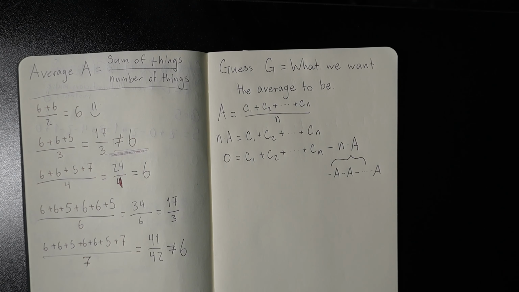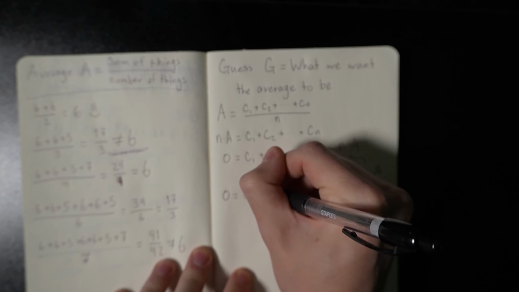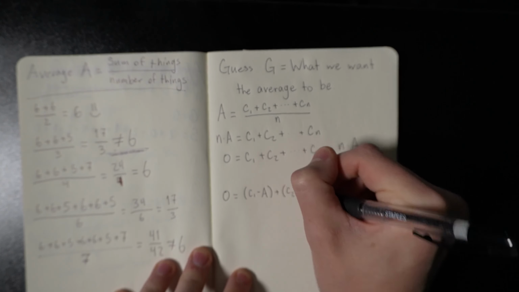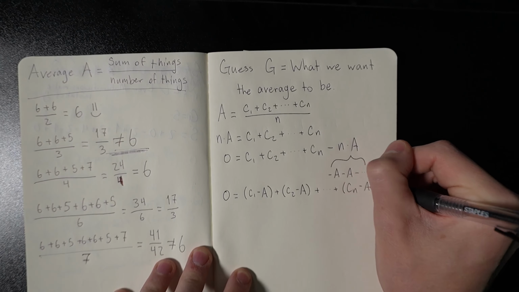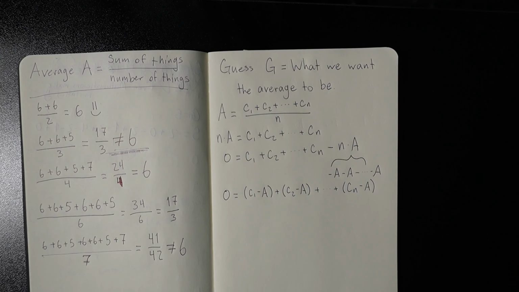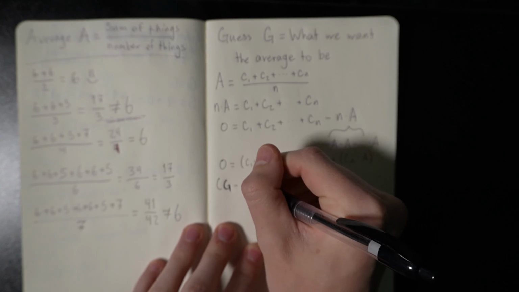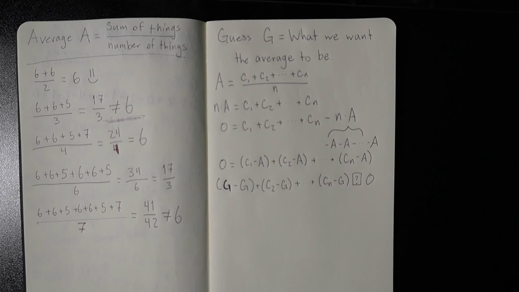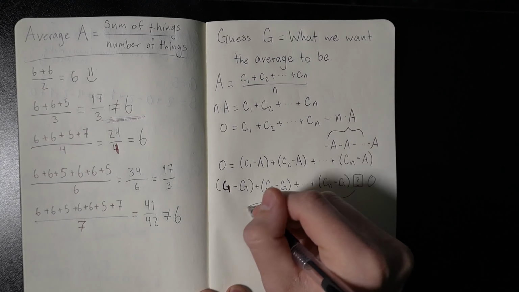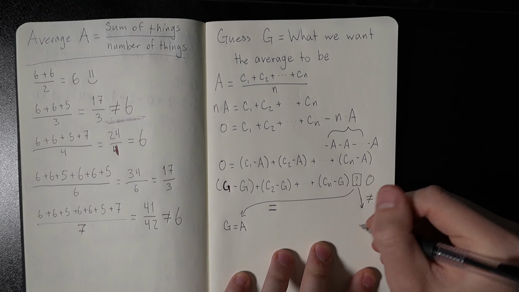All in all, I can rewrite this equation to be 0 is equal to c1 minus a plus c2 minus a plus all the way up to cn minus a. Why is this new equation useful? We can replace the exact average with some guess g. If c1 minus g plus c2 minus g plus all the way up to cn minus g all equals 0, then g is the average. Otherwise, g is not the average.